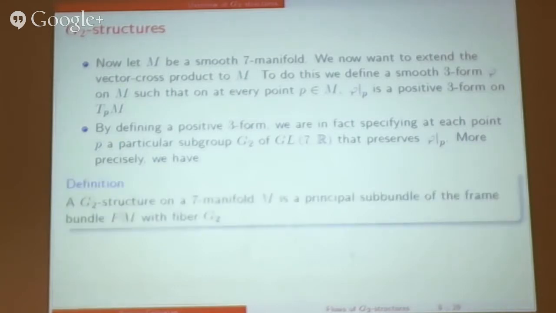What this gives us is what's known as a principal subbundle. At every point we have a copy of G2 embedded in some way in the group GL7. So a precise definition of a G2 structure on a 7-dimensional manifold is that it's a principal subbundle of the frame bundle with fiber G2. The frame bundle just has the group GL7 at every point, and G2 is just some subgroup of it at every point.